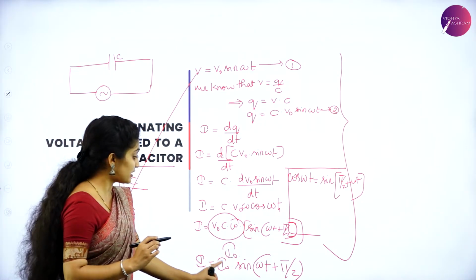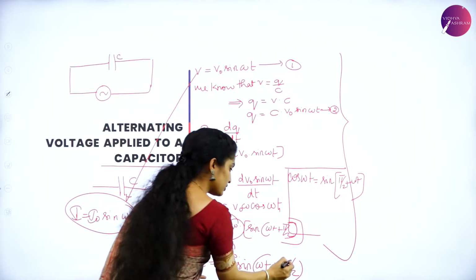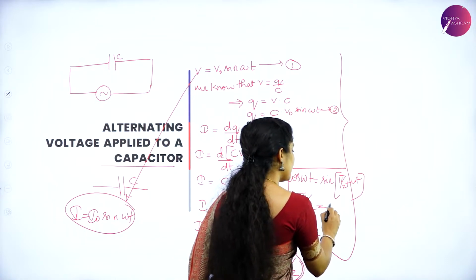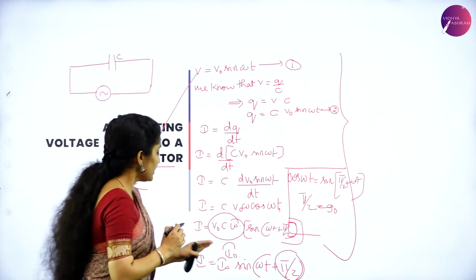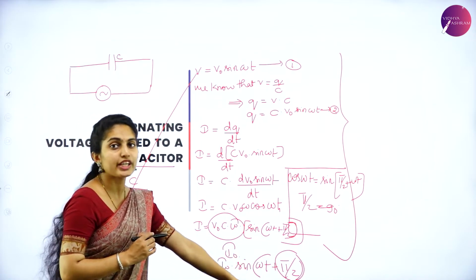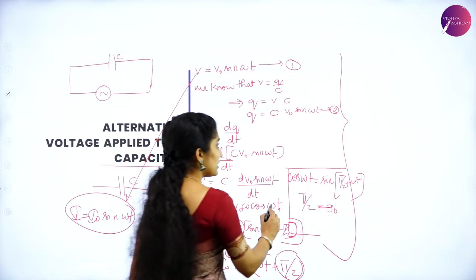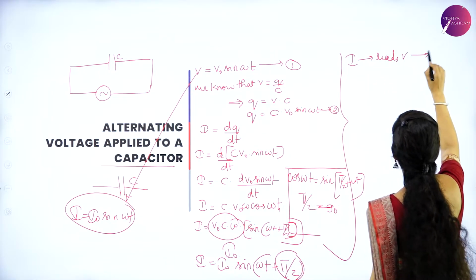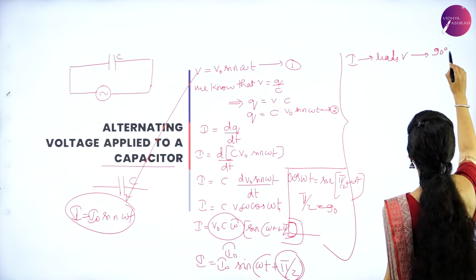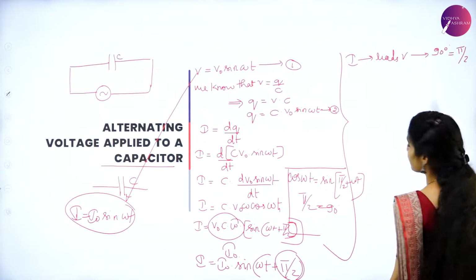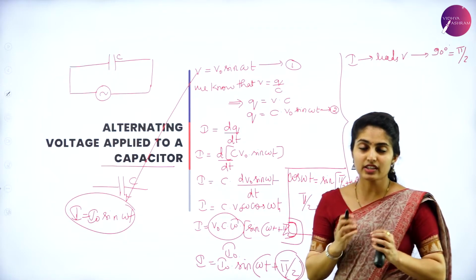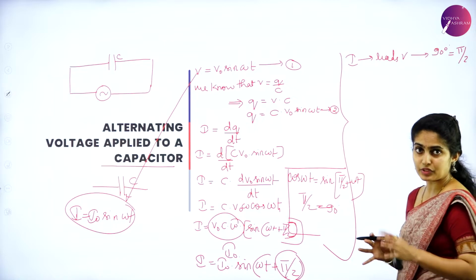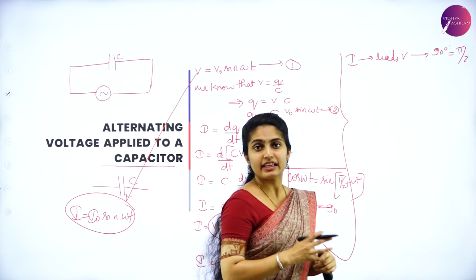But here I is equal to I naught sine omega t plus pi by 2. Pi by 2 value is nothing but 90 degrees, for which we can say that the current leads voltage by 90 degrees. So here the current is said to be leading. Current leads voltage by 90 degrees, or pi by 2, is what we are studying under this concept, alternating voltage applied to a capacitor.